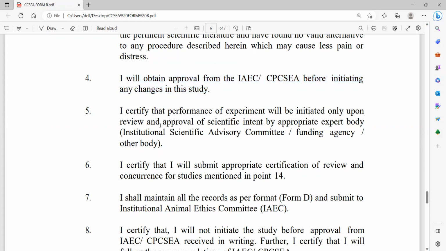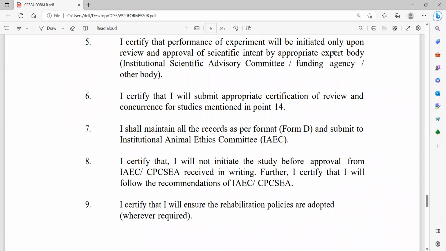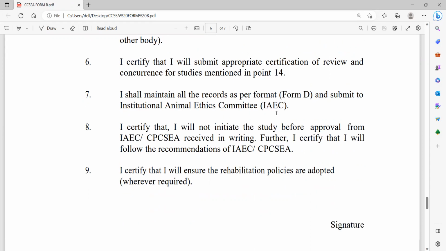Then I certify that the performance of the experiment will be initiated only upon review and approval of the scientific intent. This is an important part. Then I will submit the appropriate certificate of review and concurrence for the study mentioned in point 14. Then Form D is also important. Maintain all the records as per Format D and submit to the Institutional Animal Ethics Committee. So what is that Form D? I will explain in another video what Form D is and what its purpose is.